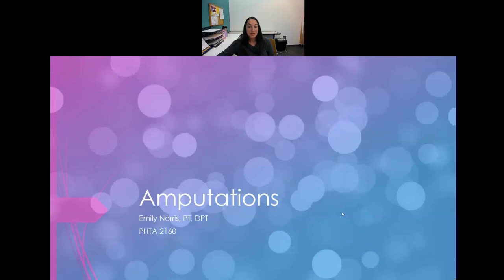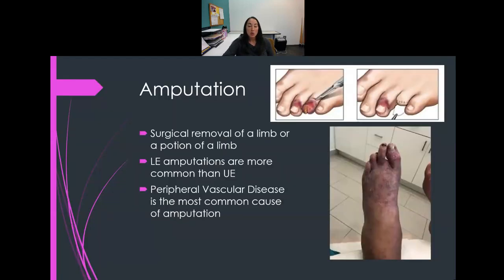All right, today we're going to talk about amputations, prosthetics, and orthotics. With amputations, this is the surgical removal of a limb or a portion of a limb. Legs are more common than arms, and peripheral vascular disease is the most common reason that someone has to have a portion of a limb amputated. Peripheral vascular disease: not enough blood flow getting to that area, inadequate blood flow.